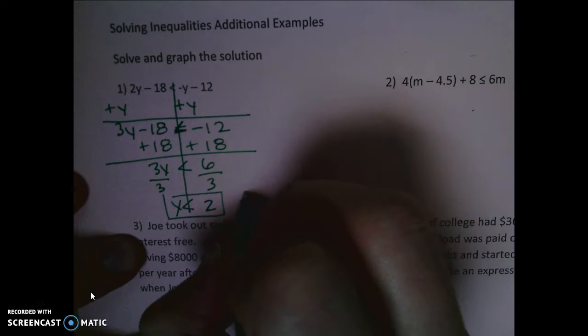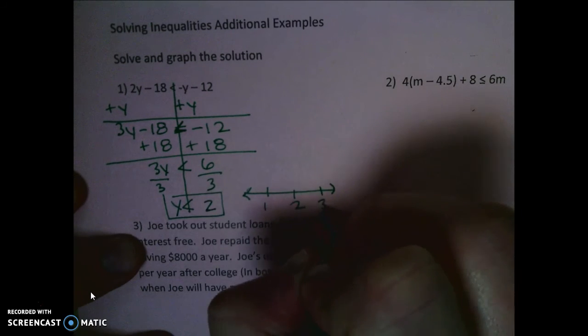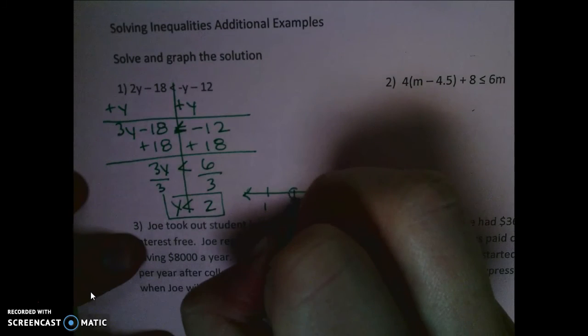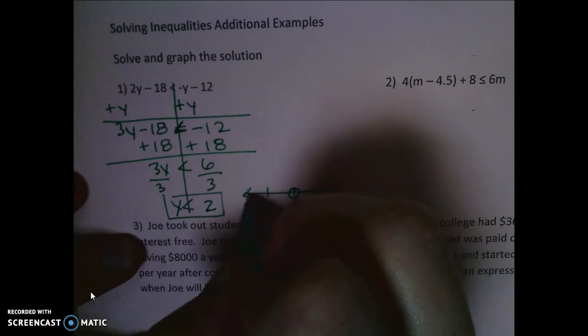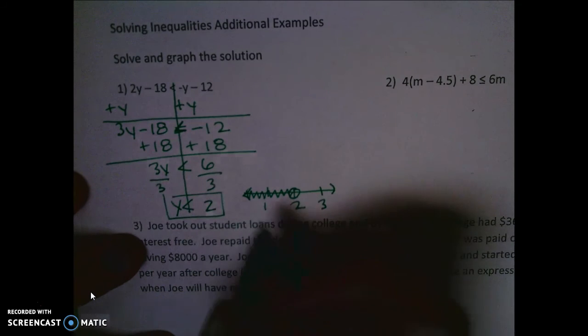And then if I were to graph it, you just need 2 in the middle, and then a number higher and a number lower. So this would be an open circle on 2, and then y has to be less than that. So all the numbers that are less than 2 are to the left. So you would shade on the left.